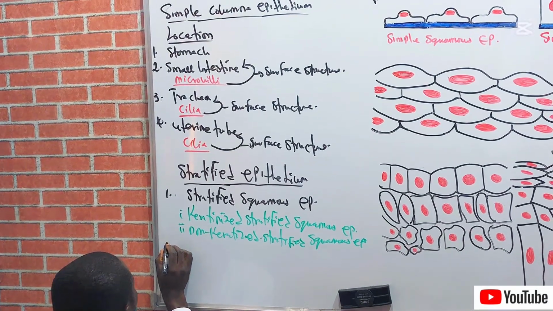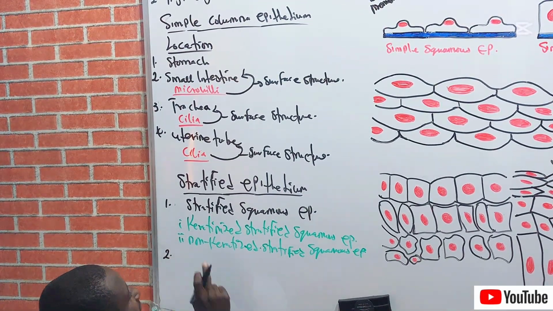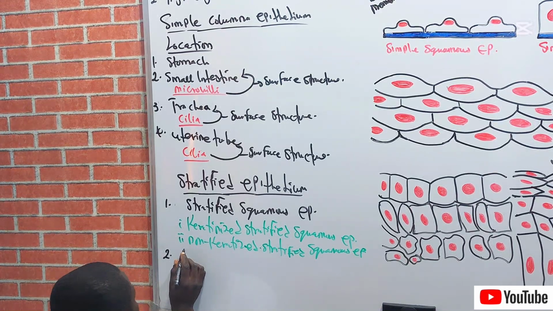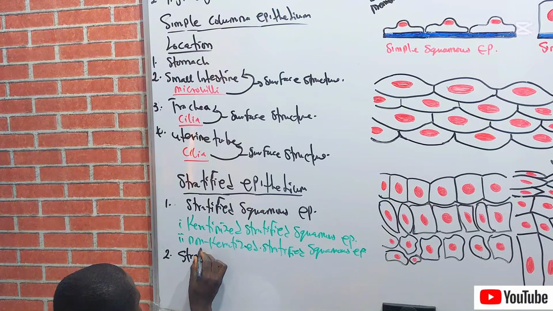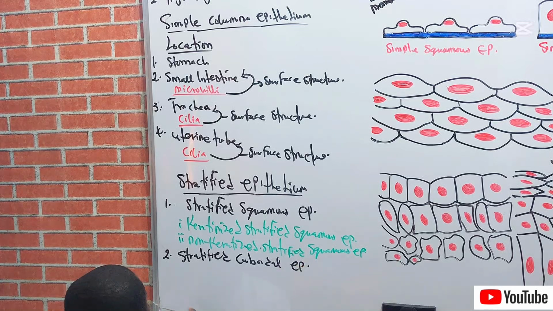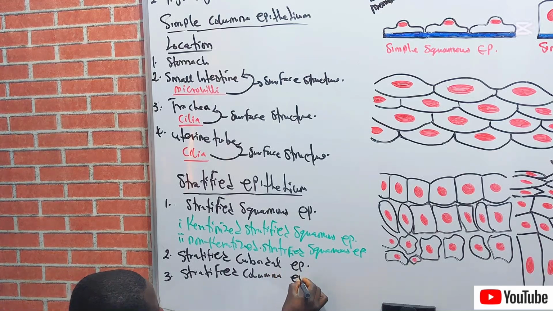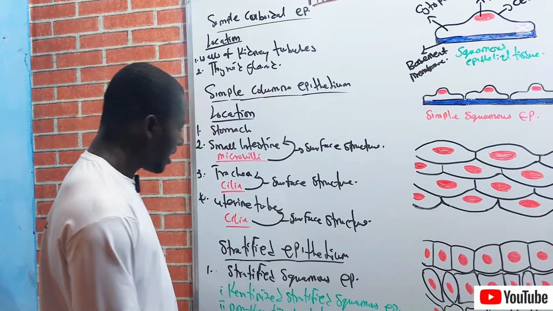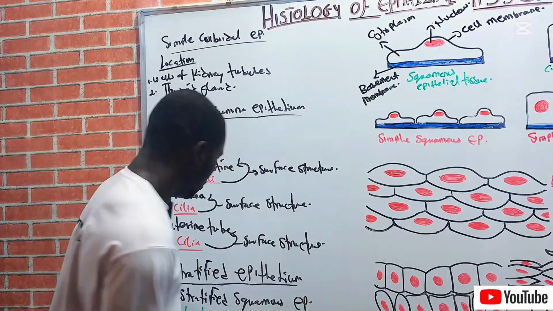Now, the number two classification under stratified epithelium is stratified cuboidal epithelium. While number three is stratified columnar epithelium. So these are the classifications under stratified epithelium. So let's start with stratified squamous epithelium.